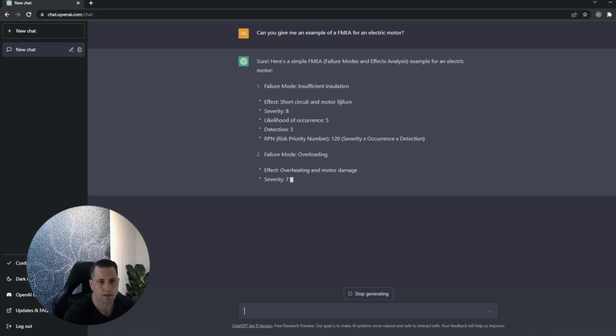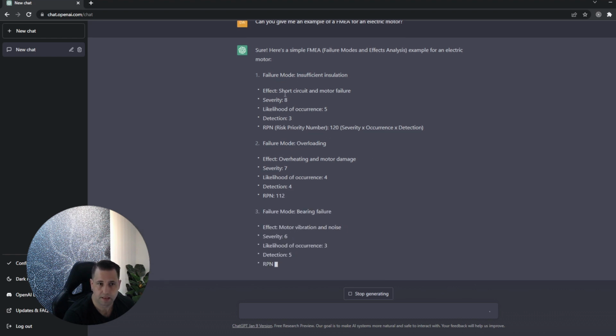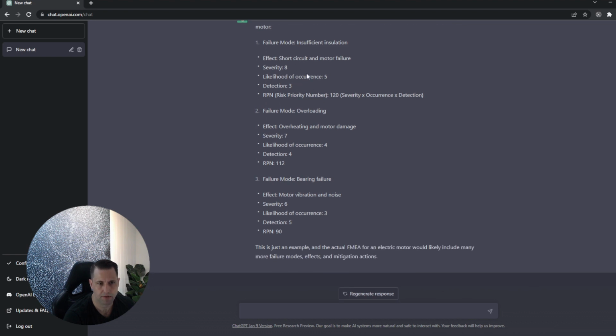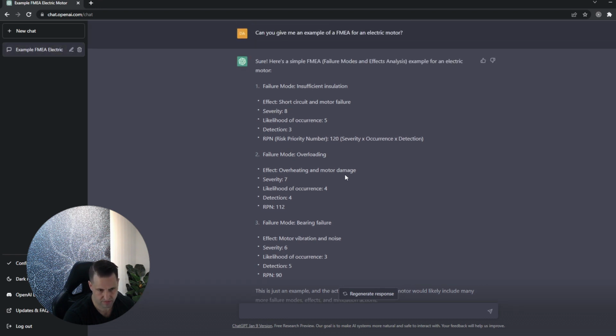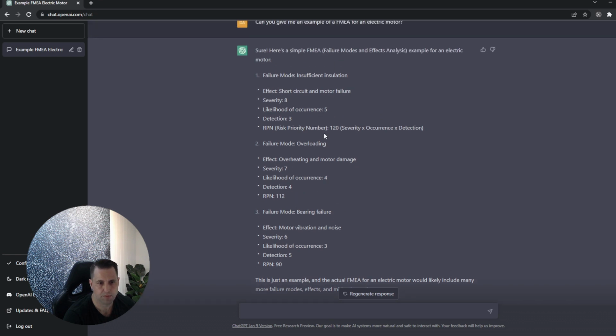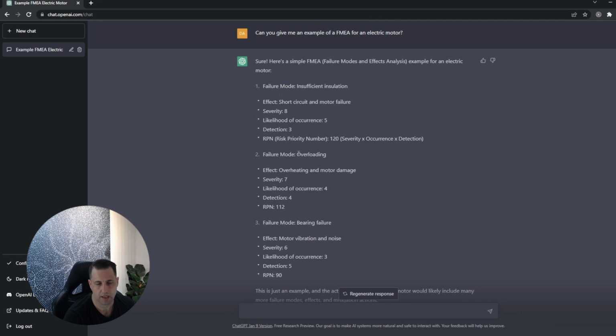Okay, so you can see it's identifying different failure modes, which is a good first start. It has the effect of each, and it's giving it a RPN rating, or a risk priority number rating, which aligns to the FMEA definitions. So this is pretty interesting. It's only given us 3 failure modes as an example, but it's kind of illustrating the structure of what a FMEA should look like for an electric motor to start with.